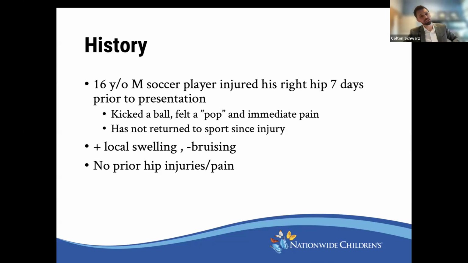So with our case, we have a 16-year-old male soccer player who injured his hip a week ago. He was playing in a soccer game, went to kick a ball, felt a pop and immediate pain. He was able to bear weight after the injury, but he has not been able to return back to sport. He tried to run a few times and it didn't go so well. He initially had some localized swelling along his hip that has since resolved. No bruising, no prior hip injuries, and no history of hip pain up until this point in time.